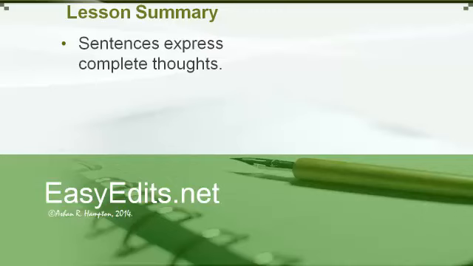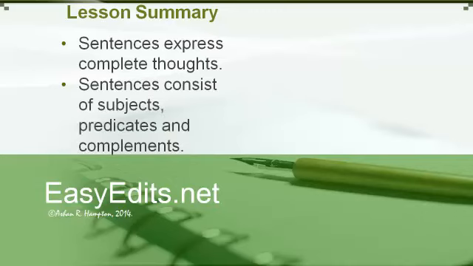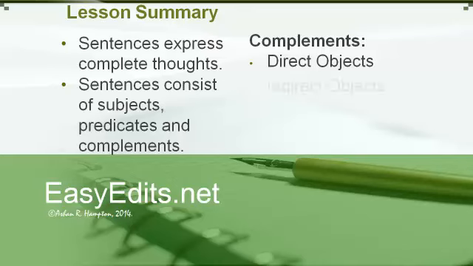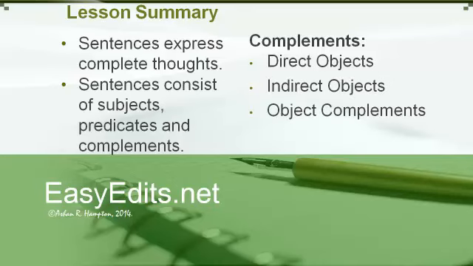In summary, sentences express complete thoughts. Sentences consist of subjects, predicates, and complements. Complements are direct objects, indirect objects, object complements, and subject complements.